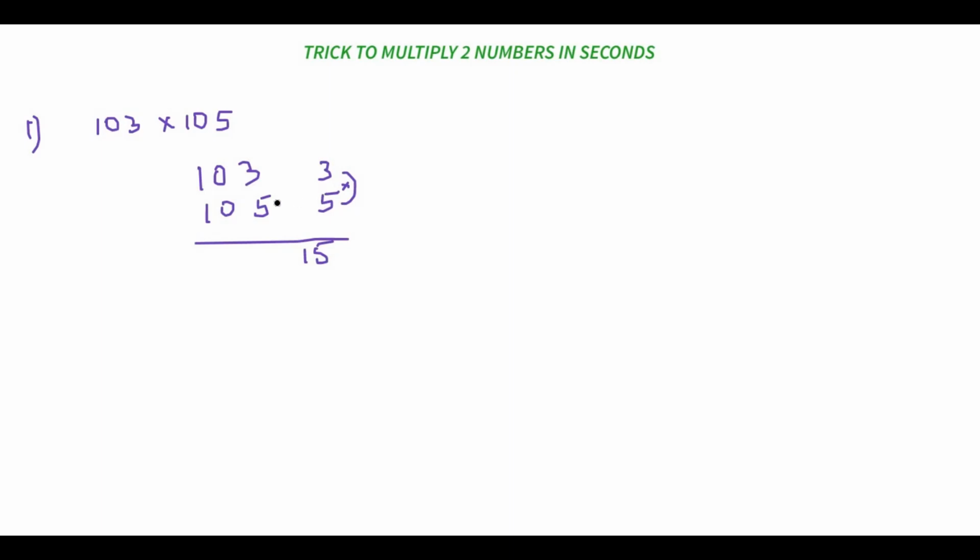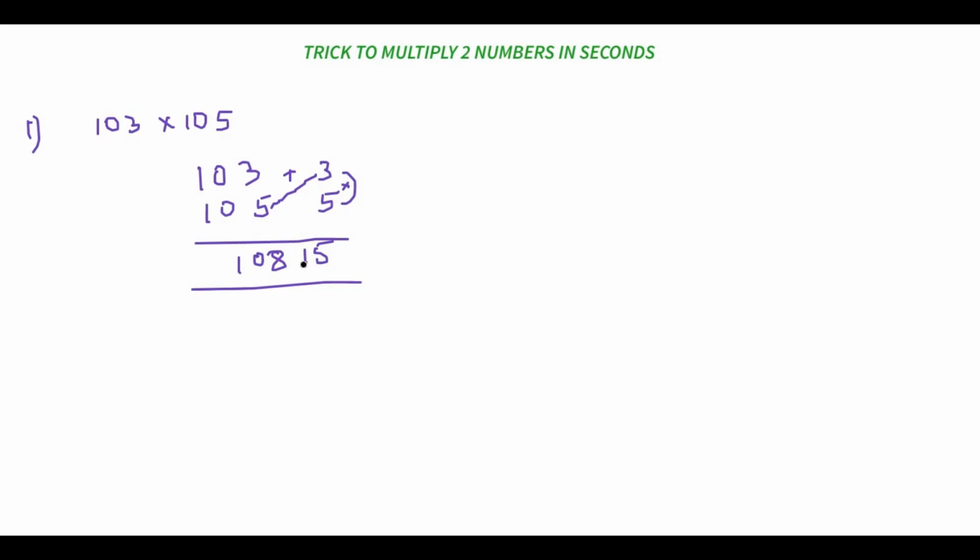The next step is we are going to add. You can either add 105 and 3 or you can also add 103 and 5. 103 plus 5 will give you 108, and 105 plus 3 will also give you 108. So any one cross addition we have to do. So 105 plus 3 is 108. So here's our answer. 103 times 105 is 10,815.